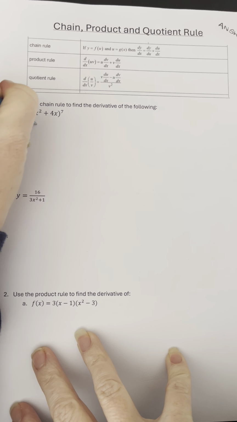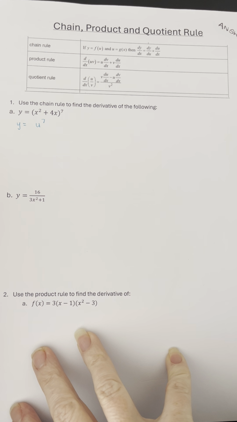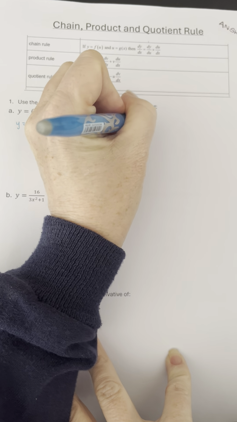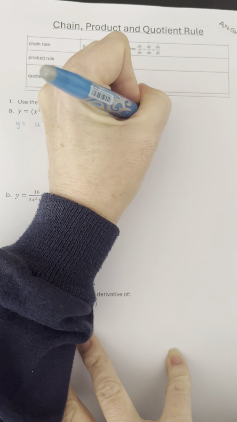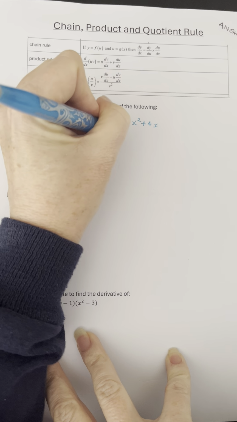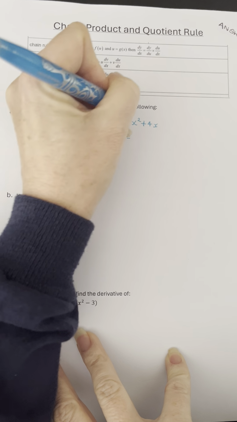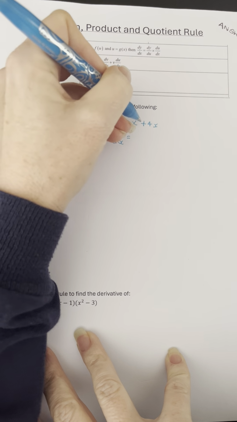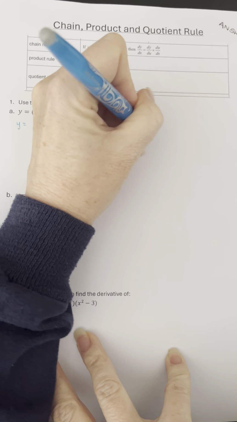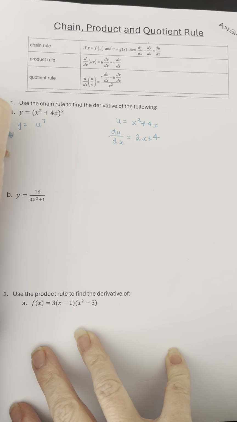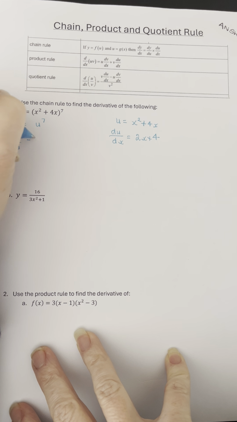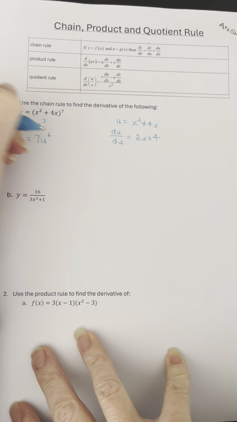So first I'm going to write this as u to the power of 7. Then over here I'm going to write what u is equal to, and that's the x squared plus 4x. I'm then going to write du on dx, because the derivative of u with respect to x is going to be 2x plus 4. Over here, I'm going to write dy on du, and so I'm saying what's the derivative of y with respect to u? So I'm saying 7u to the 6.